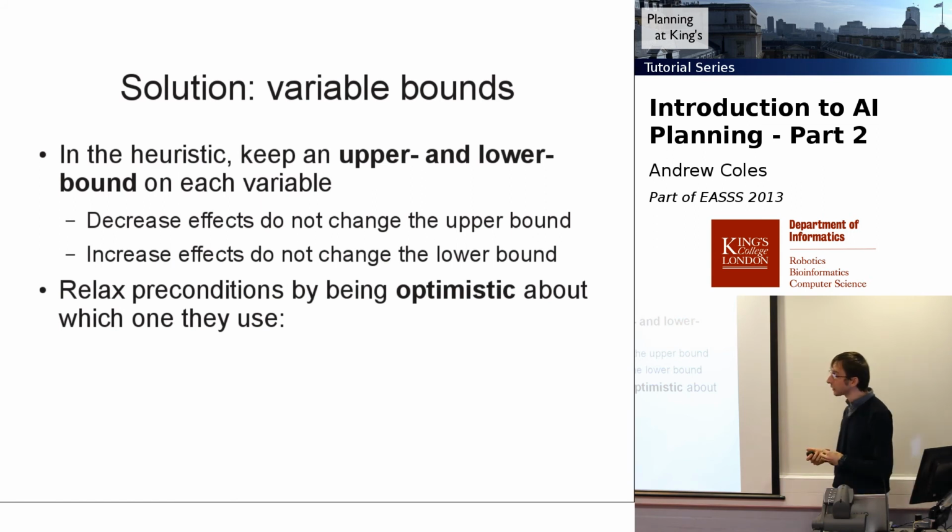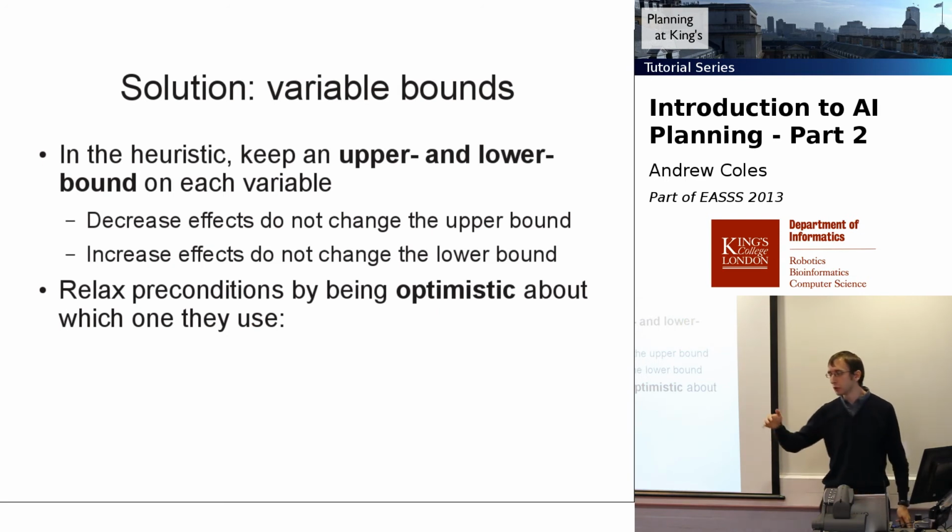So the solution for the purpose of the heuristic is we're going to be really optimistic. The relaxed planning graph heuristic is all about being optimistic. So we're going to keep an upper and a lower bound on each variable. And we say if you're going to decrease the value of a variable, you don't change the upper bound, but you do change the lower bound. And similarly, if you're going to increase the value of the variable, you don't change the lower bound, but you do change the upper bound. So you can eat your cake and have it.